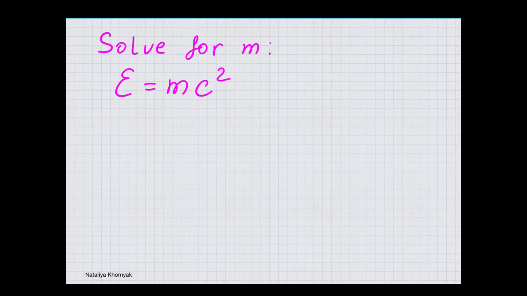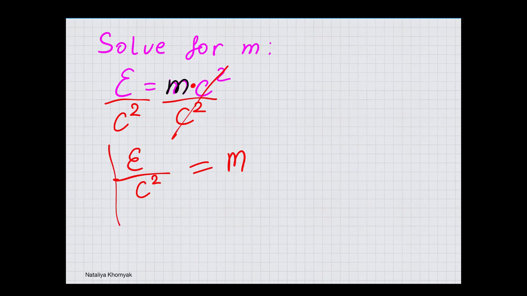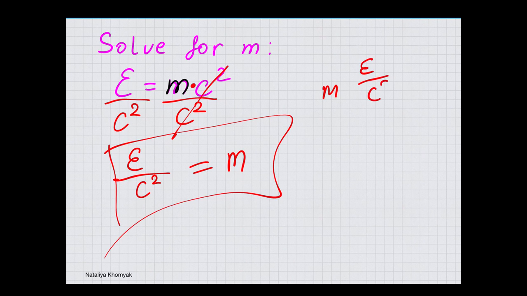We have e equals mc squared, and we are solving for this m. Now it's being multiplied by c squared, and the opposite of multiplying by c to the second power is to divide by c to the second power. Whatever you do to one side of the equal sign, you want to do to the other side. Something divided by itself cancels into 1, so we have e out of c to the second equals m. This is our solution. And you can write it as m equals e out of c to the second, which is also okay.